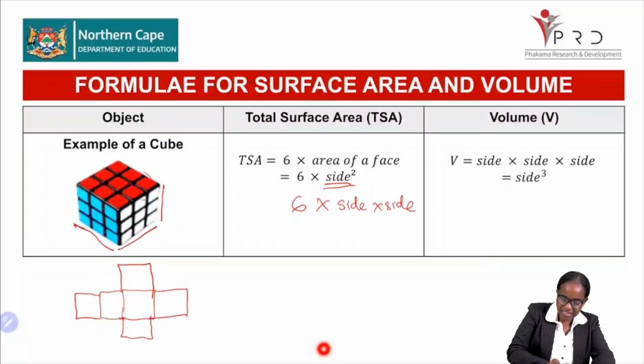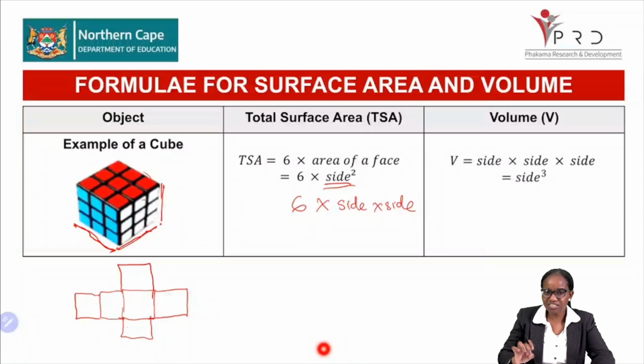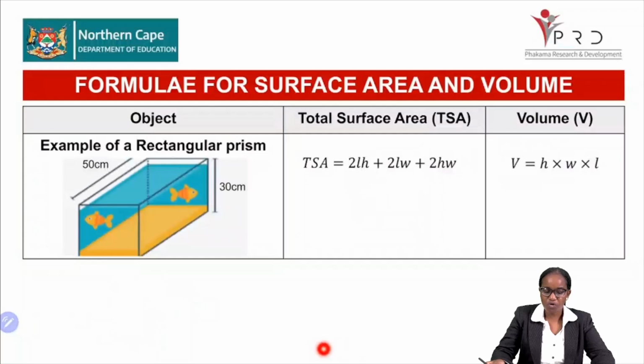This is its length, this is its width, this is its height. So the 3 dimensions are of equal length. Therefore, we say side by side by side. That's the volume of a cube. Now let's move to the volume of a rectangular prism. A rectangular prism also has got 6 faces.